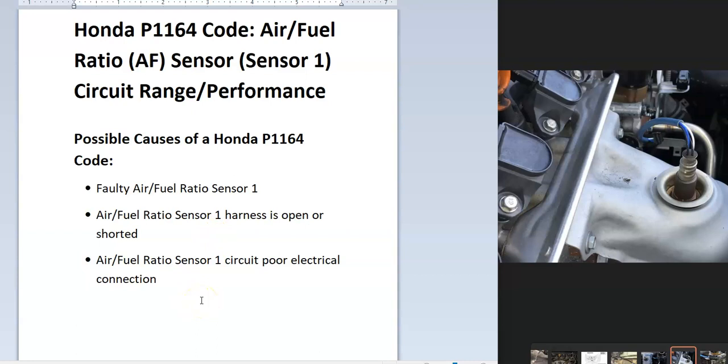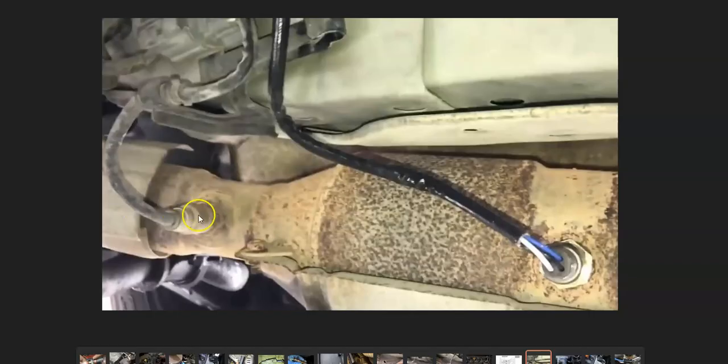And so the first thing to do when you get this code is to locate the sensor that's having the problem. And with this code, it's saying sensor one, so it's going to be the upstream sensor. And what's going on with these oxygen sensors on the exhaust is that there could be two, there could be four, there could be five. It just varies. Two is very common, but there can be more.